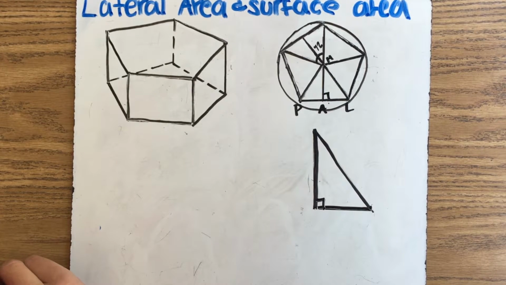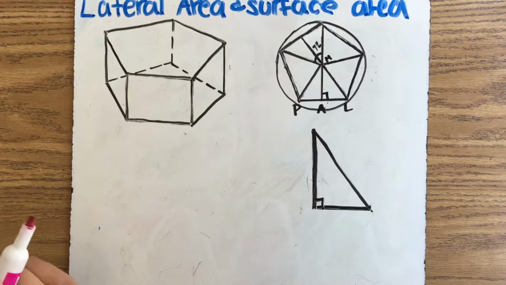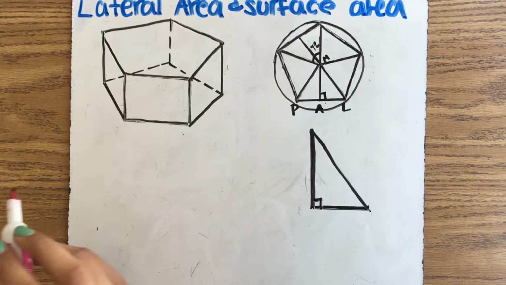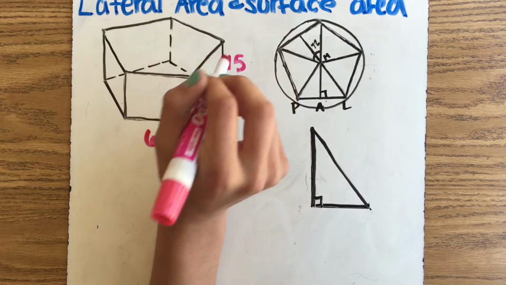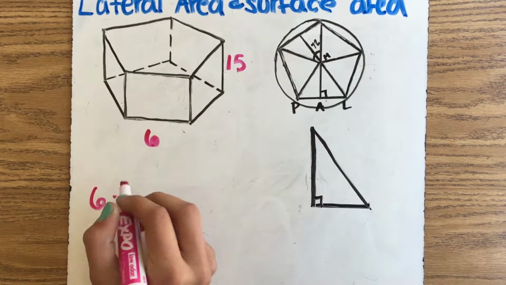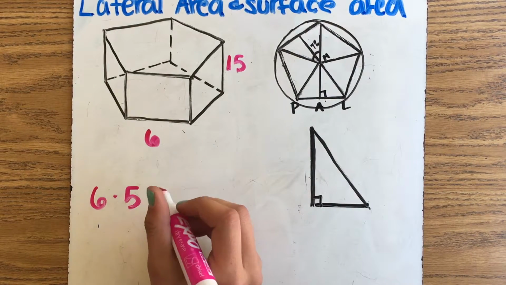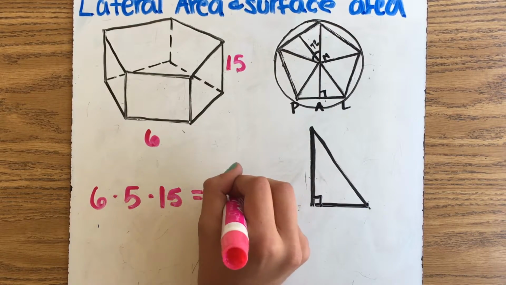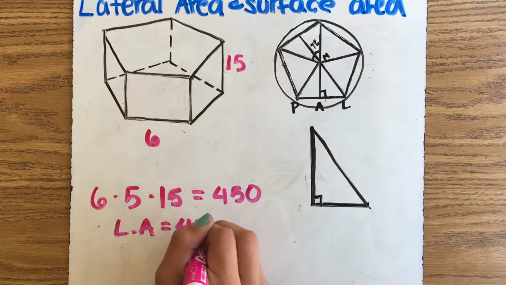Okay, so I'm going to be showing you how to find the lateral area and surface area of a prism. The lateral area of a prism can be calculated by multiplying the perimeter of the base by the height of the prism. So let's say that this is 6 and this is 15. To find the lateral area, you'll multiply 6 by the number of edges on the bottom, which is 5, times 15, which is the height, which would equal 450. So the lateral area would equal 450.